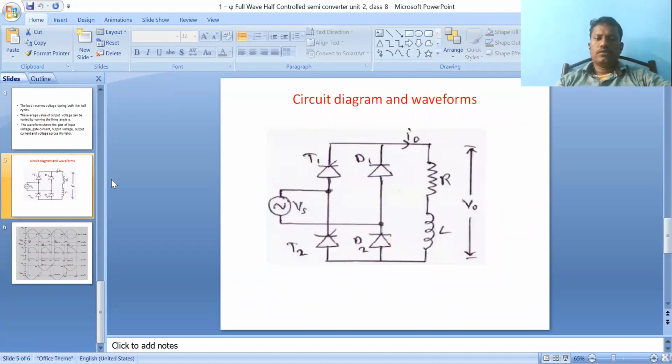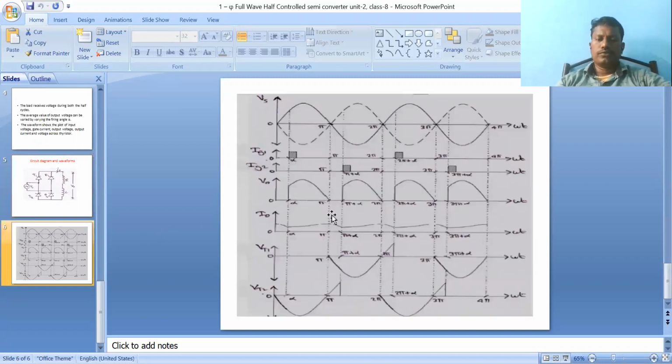By seeing the diagram, during the positive half cycle, T1 and D2 come into conduction state. In the negative half cycle, T2 and D1 conduct. Remember this. Now I will show the waveforms: supply voltage, gate signal of thyristor 1, gate signal of thyristor 2, output voltage waveform, output current, voltage across thyristor 1 and voltage across thyristor 2.